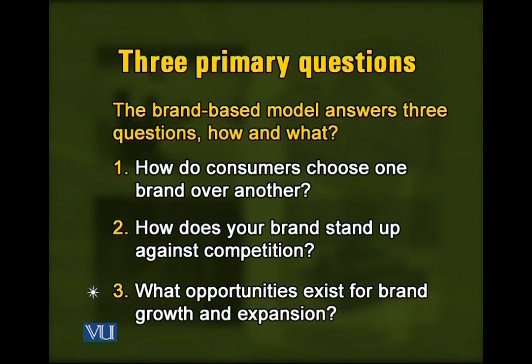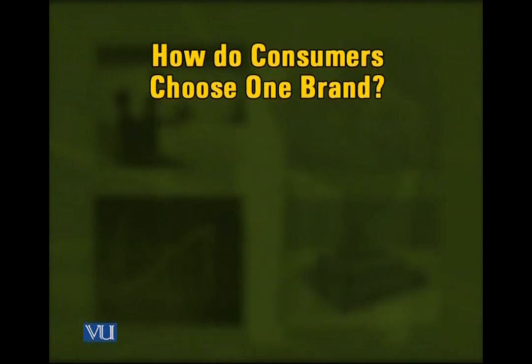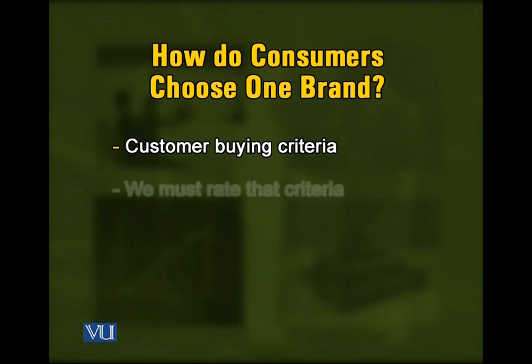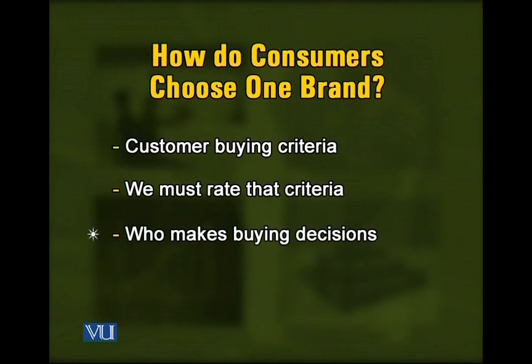I was talking about the first part which the model addresses, meaning how does a customer choose one brand over another? And you will recall, I talked very briefly about three different factors which have got to be understood before we start understanding how the brand-based model addresses the very fundamental question. Those three factors are understanding customers' buying criteria, number two, rating that criteria, and the third one is, who are the decision makers? In other words, we've got to understand who makes the decisions or who are the influencers toward that decision-making process. And that is part of the behavior.